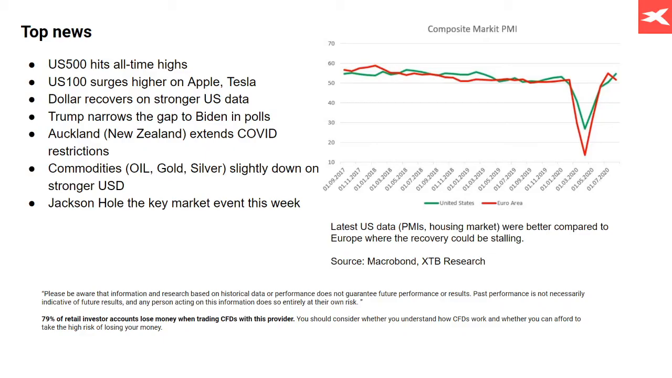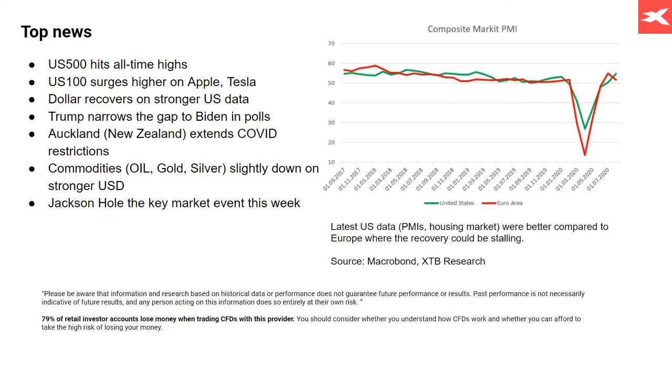So some top news for the week starting the 24th of August. We had US 500 index, so the S&P, hitting all-time highs. US 100, so NASDAQ, surges higher thanks to Apple and Tesla. Dollar recovers on stronger US data. On the fundamental level, Trump narrows the gap to Biden in polls, which had been widening up to a 14-point gap, which has now narrowed down in some polls to around 4. Auckland, New Zealand extends COVID restrictions. New Zealand, some of you may know, was one of the countries that handled it the best.